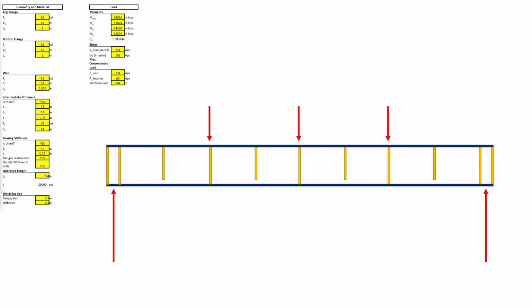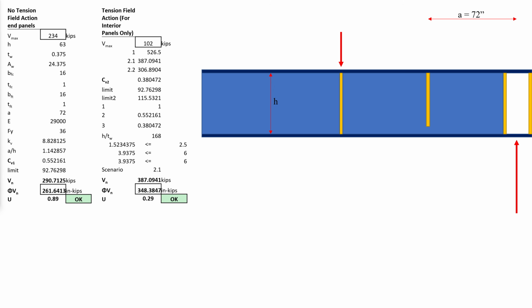The height of the intermediate stiffener does not extend all the way to the tension flange, but rather has a height of 61 inches. Following this adjustment, we can see that the shear strength at the end panel is now sufficient, and for the interior panels, the shear strength is also sufficient.